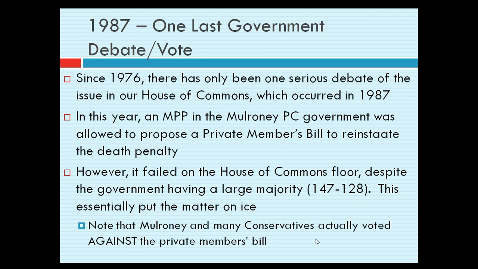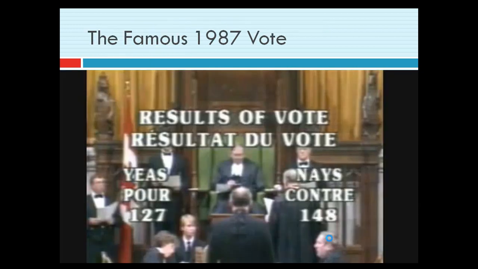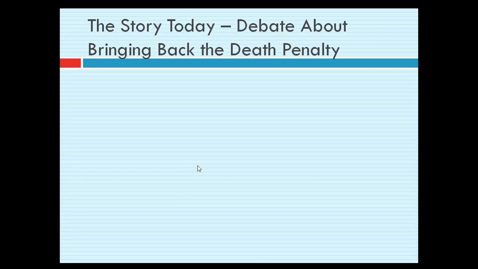That was the last time in Canada where we had a vote in the House of Commons, and really since that point the matter has been more or less on ice. And there you can see a picture from CPAC of the actual vote, and it was kind of a dramatic thing, even though I think everybody knew in the end the results that were going to come.